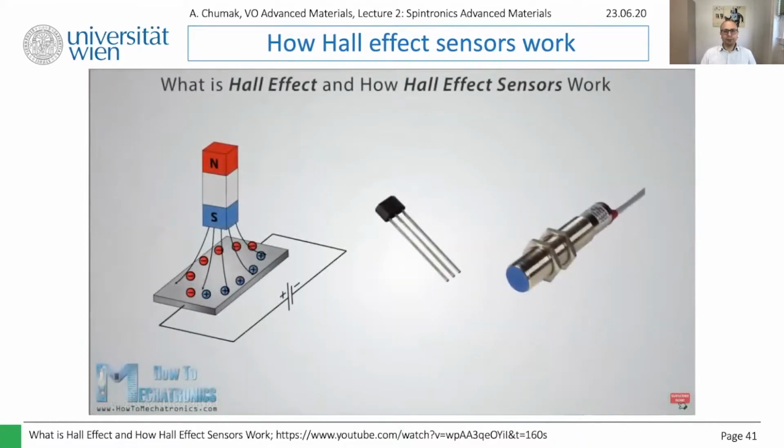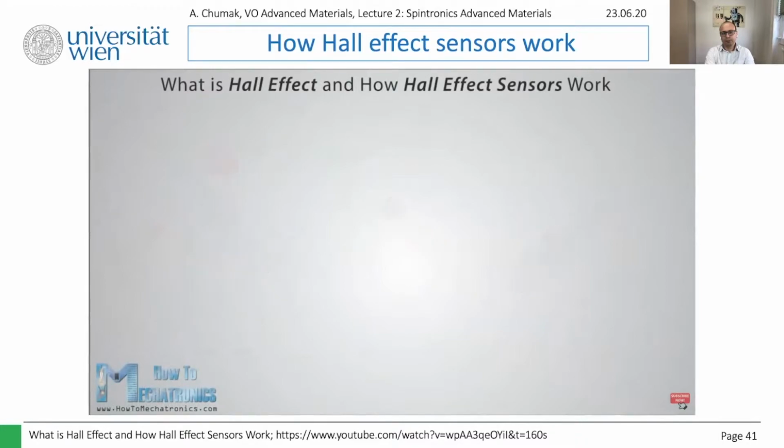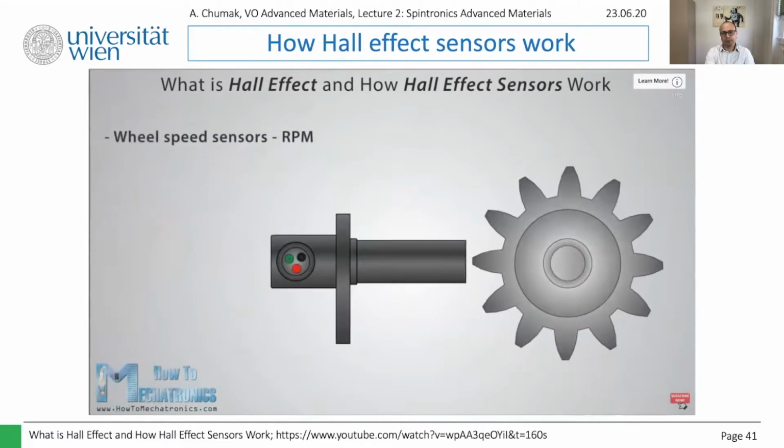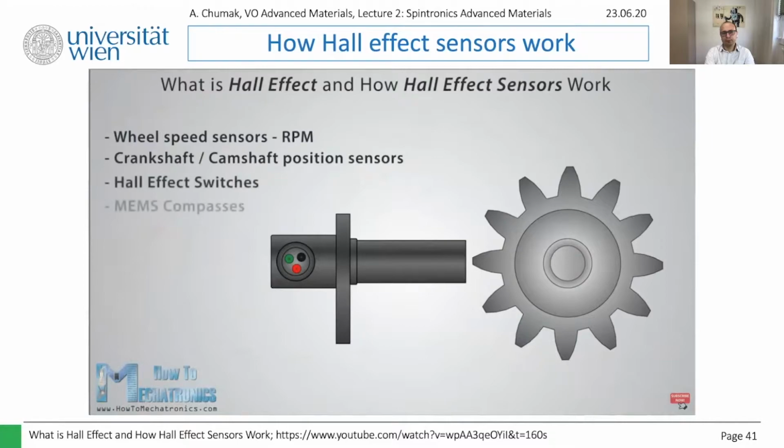Hello, Dan Nelksky here from howtomechatronics.com. In this video, we will learn what the Hall effect is and how Hall effect sensors work. The Hall effect is the most common method of measuring magnetic field, and Hall effect sensors are very popular and have many contemporary applications. For example, they can be found in vehicles as wheel speed sensors, as well as crankshaft or camshaft position sensors. Also, they are often used as switches, MEMS compasses, proximity sensors, and so on.